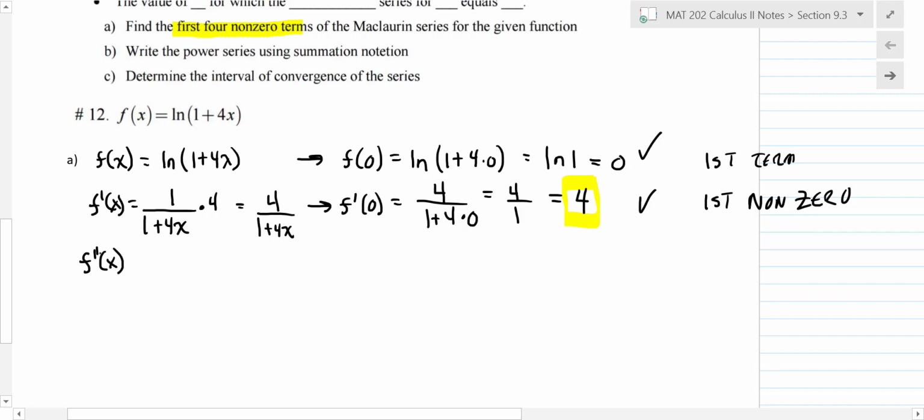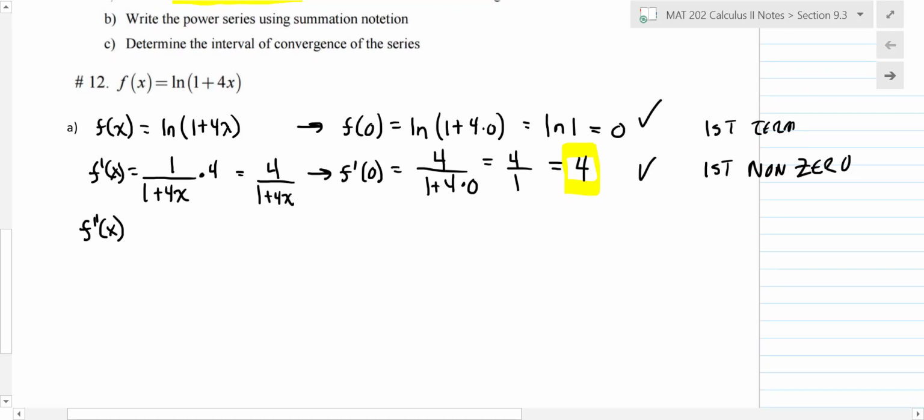So if I go on to f double prime, and I'm just going to do this at the side, I'm going to start writing some of these things down because I'm confident you could do these derivatives. If you were differentiating this, you could do a quotient rule or you could just do a chain rule. What I would do is write this as 4 times 1 plus 4x to the negative 1. To me, it's easier to do that than the quotient rule.